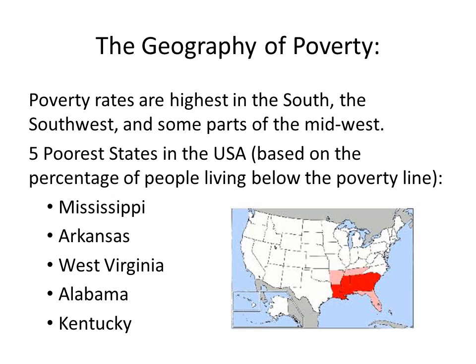So let's look at the geography of poverty. Poverty rates are highest in the South, the Southwest, and some parts of the Midwest. The 5 poorest states in the United States, based on the percentage of people living below the poverty line: Mississippi is number 1, Arkansas, West Virginia, Alabama, and Kentucky.